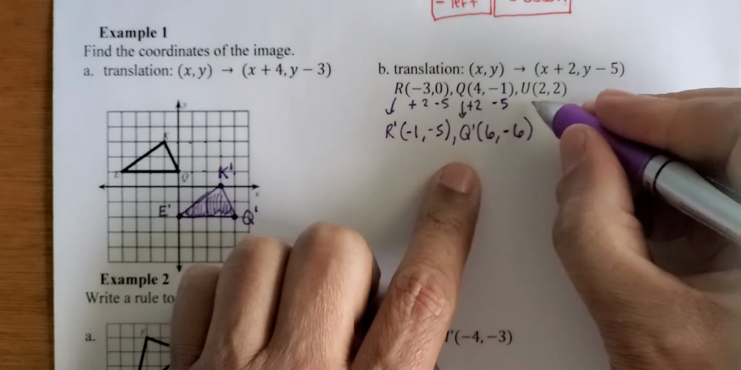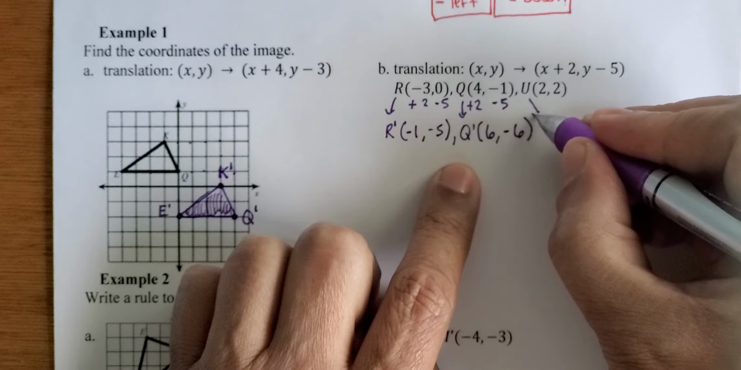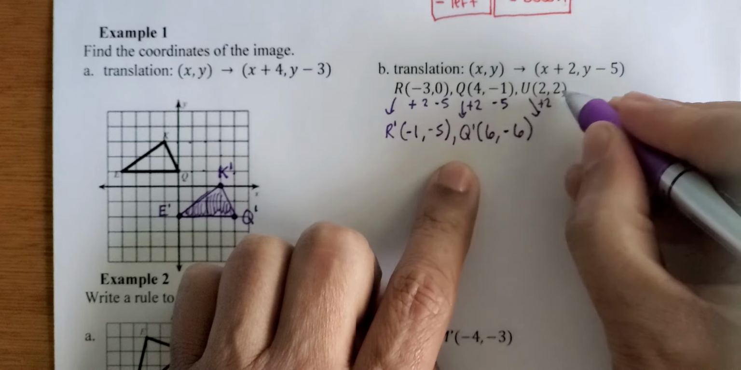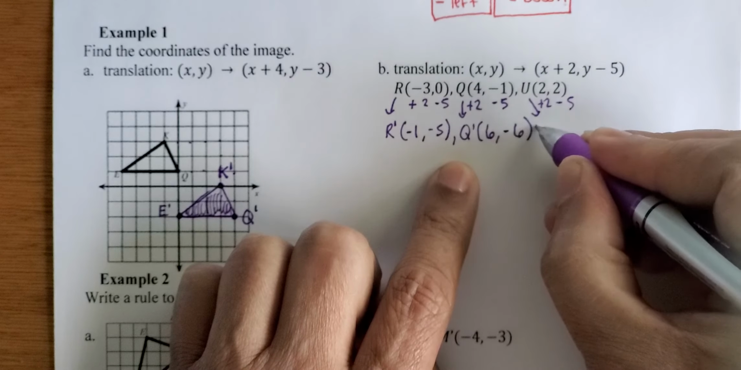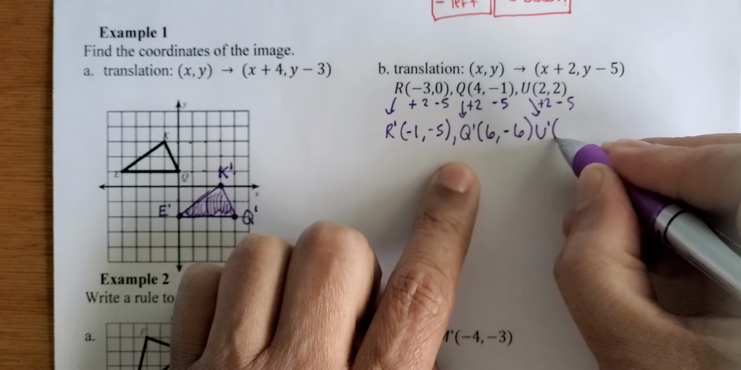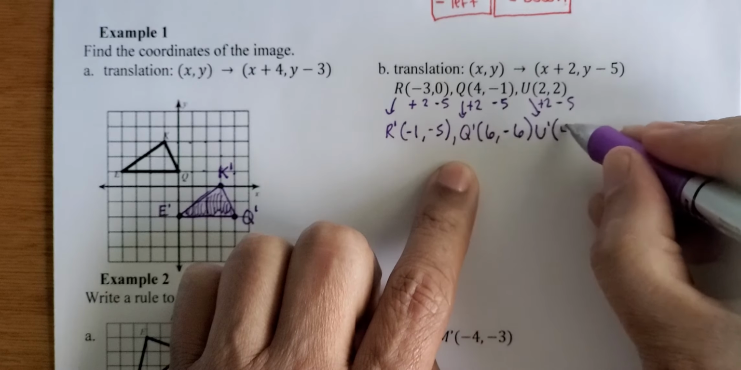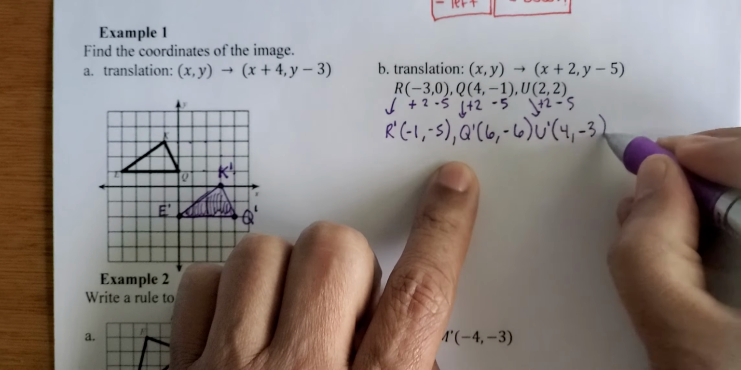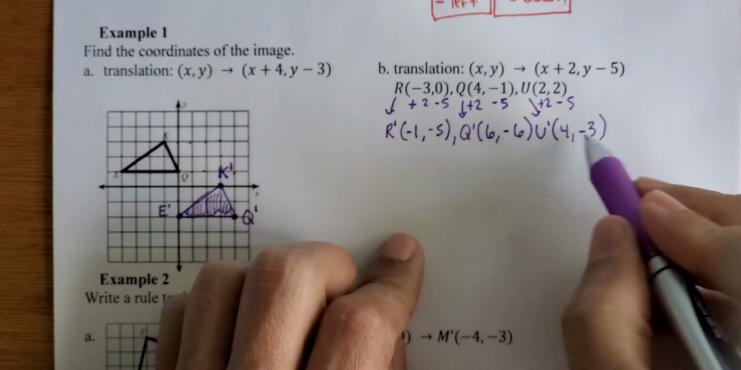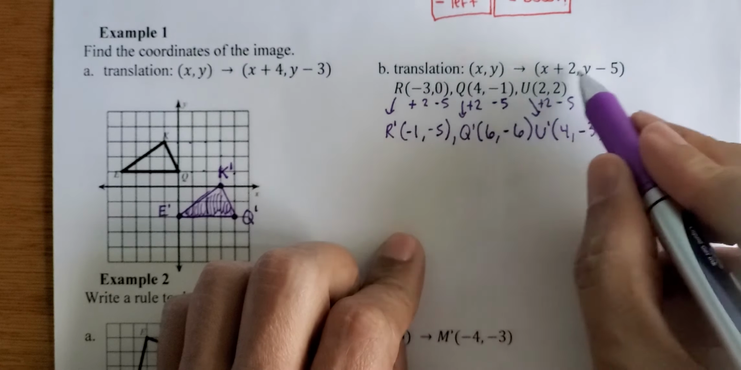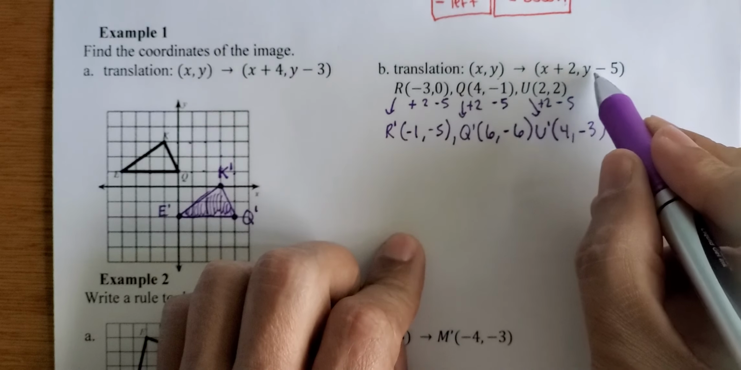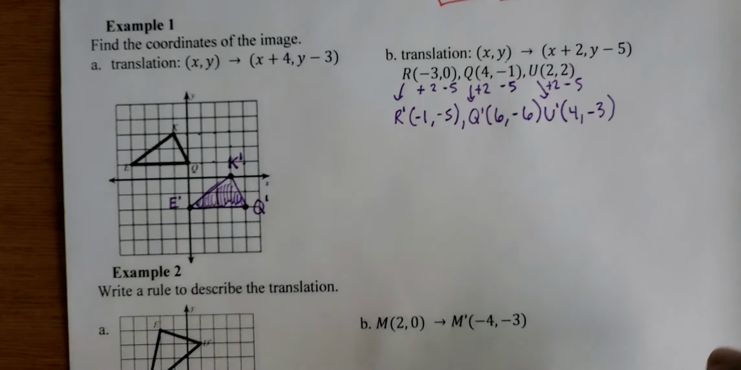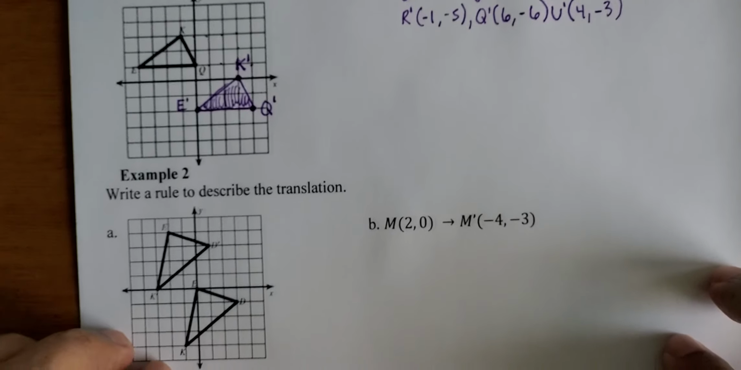The next one is going to be u. And again, we apply the same transformation. To the x values, we're going to add 2, and to the y values, we're going to subtract 5. So this will be u prime, and the coordinates of u prime are 2 plus 2 is 4, and 2 minus 5, that's a negative 3. So these are the new coordinates of these 3 points with the transformation stated in arrow notation. So this will be the answer to that problem. Let's go over the next 2 examples.